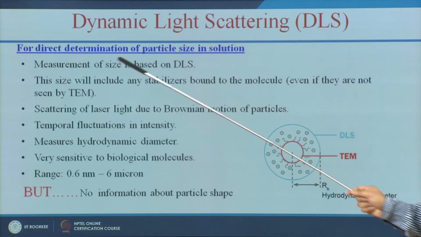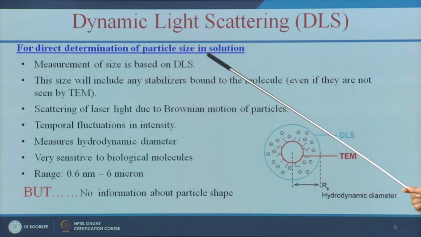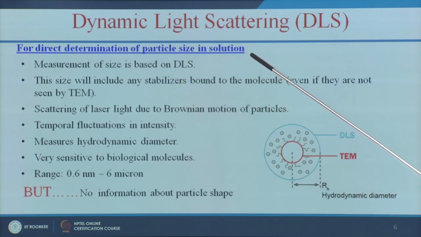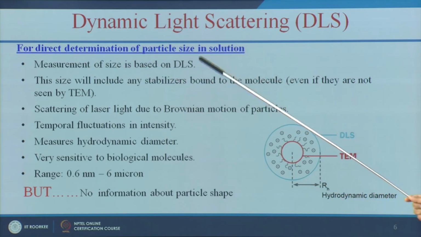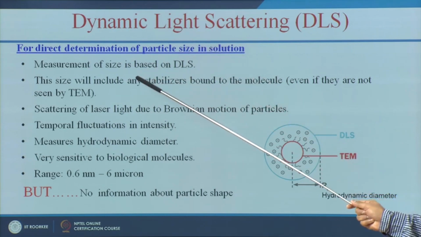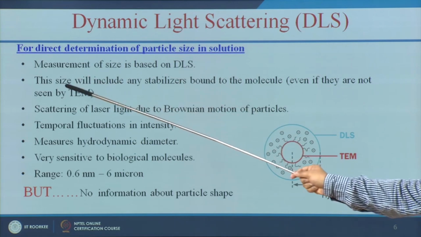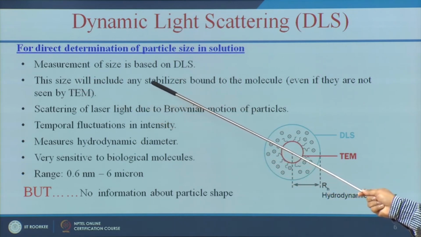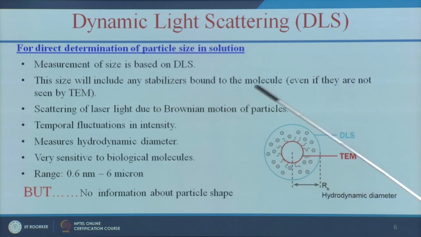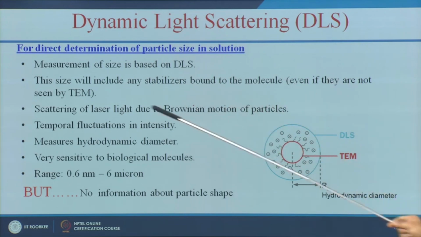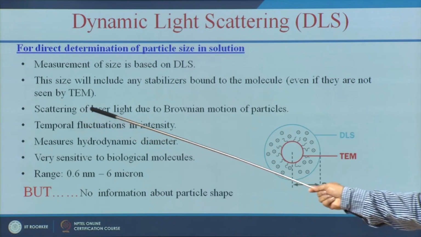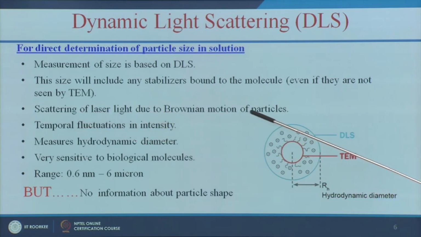This is for direct determination of particle size in solution. If you want to measure the particle size in solution, we have to use DLS, which is called dynamic light scattering. Here the size of the nanoparticle will include even the stabilizers bound to the molecule, which cannot be seen by the TEM. The principle is the scattering of laser light due to the Brownian motion of the particles.